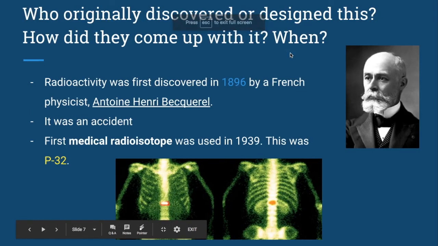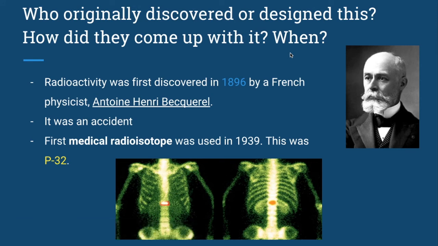Who originally discovered or designed this, and how did they come up with it? When? So radioactivity was first discovered in 1896 by a French physicist, Antoine Henri Becquerel. It was an accident, and he noticed that certain atoms were capable of self-disintegration.